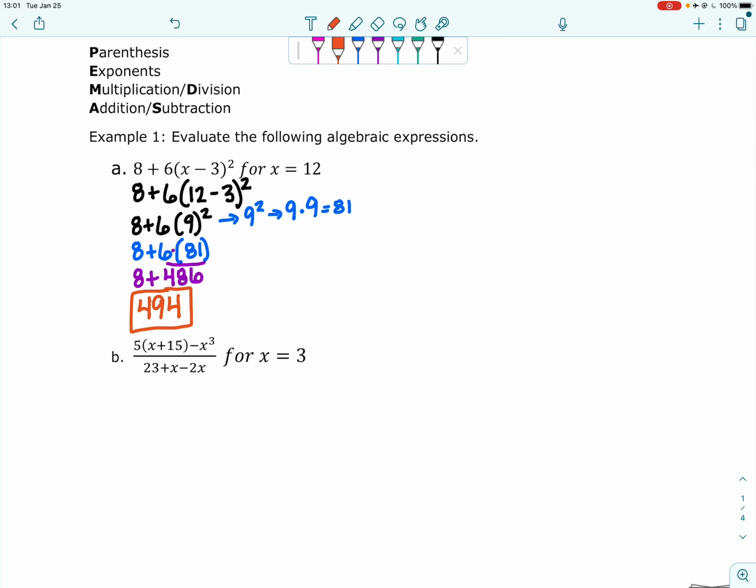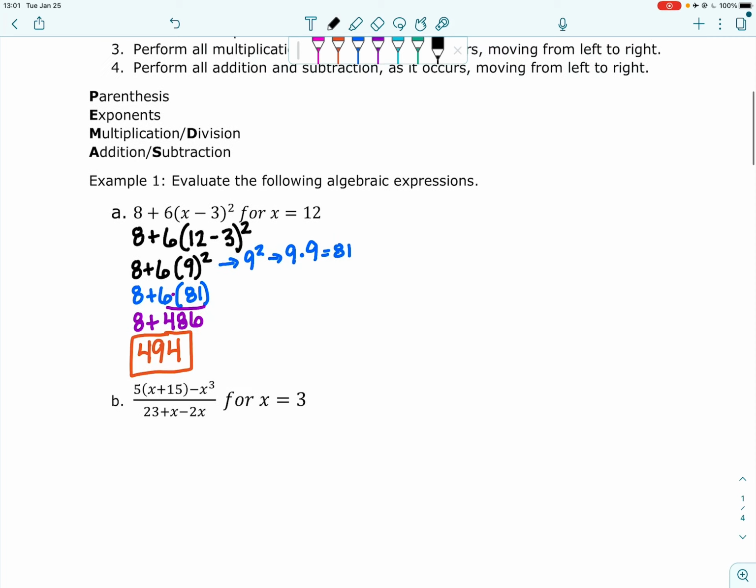So the second example here, we have 5 times x plus 15 minus x cubed over 23 plus x minus 2x. And we're going to evaluate that for x equals 3.